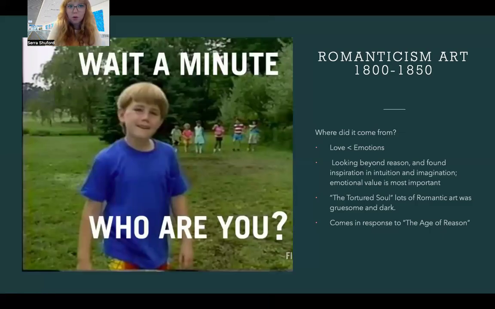The second type of artwork we're going to talk about is Romanticism. It's a little bit out of the timeline, but since the academic art was second, it kind of spans over this whole timeline. I'm going to talk about it next.